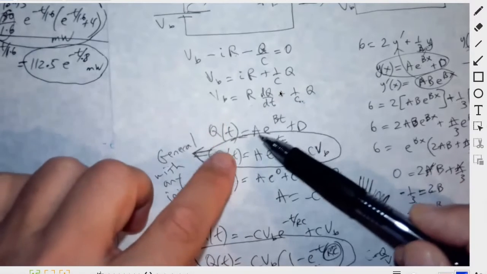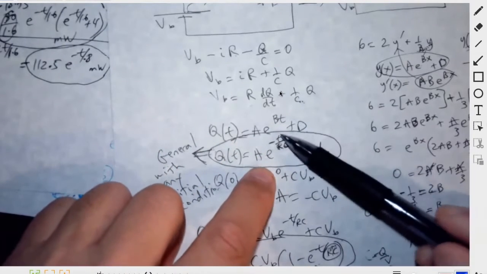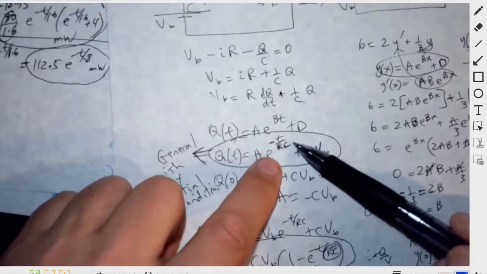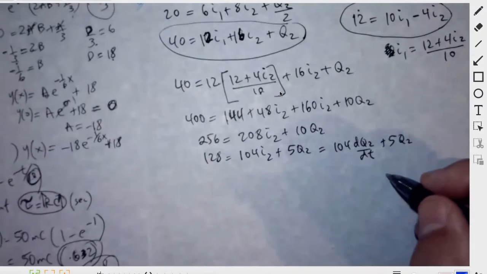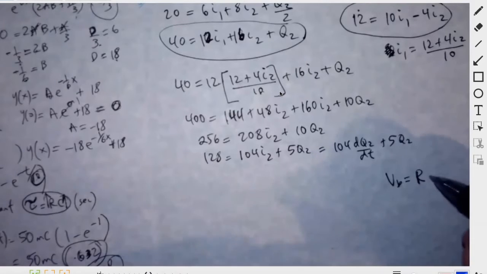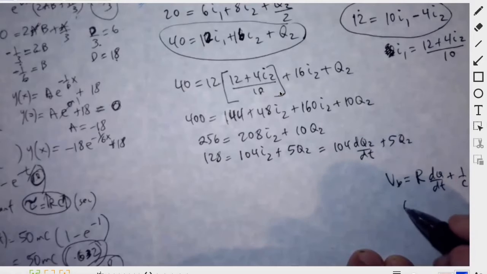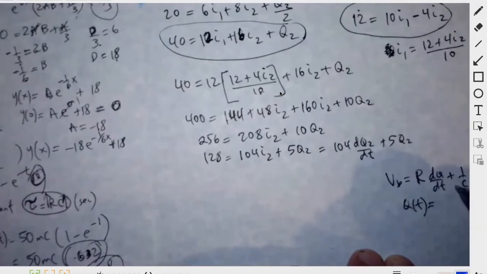plus 1 over C q. And the solution to that is some constant A, e to the bt plus D, where B is equal to negative 1 over RC. So for the regular equation, we have VB is equal to R dq/dt plus 1 over C q. And then the solution to that is going to be some constant A, e to the minus t over RC.